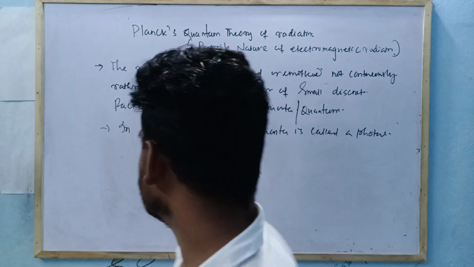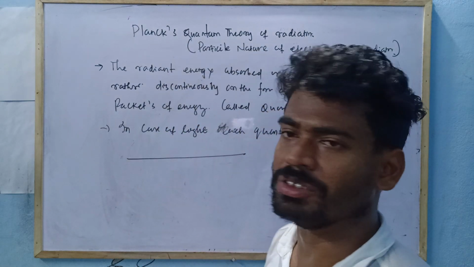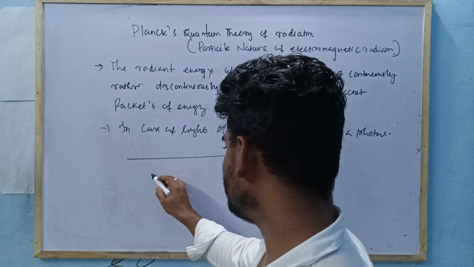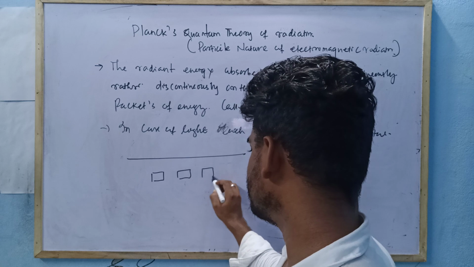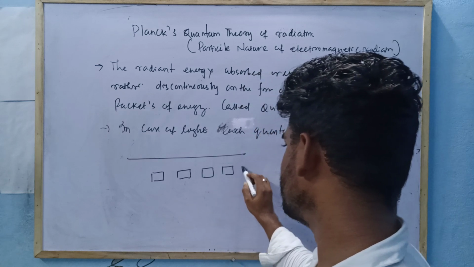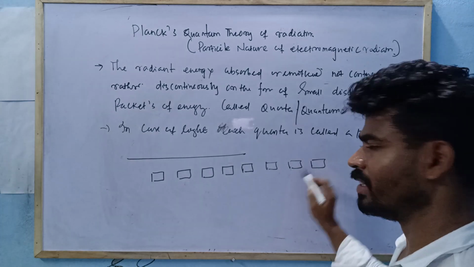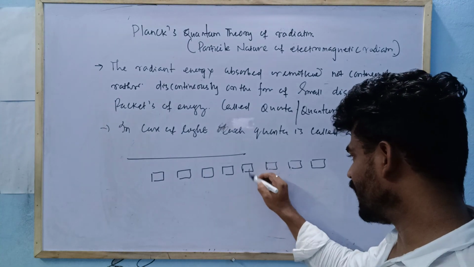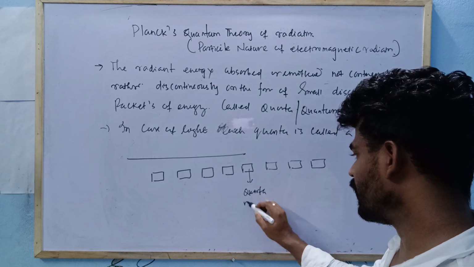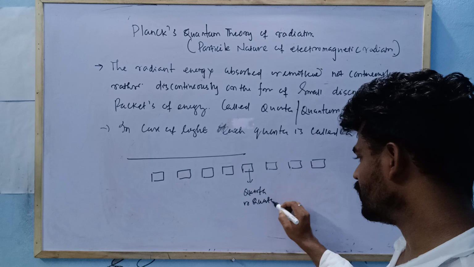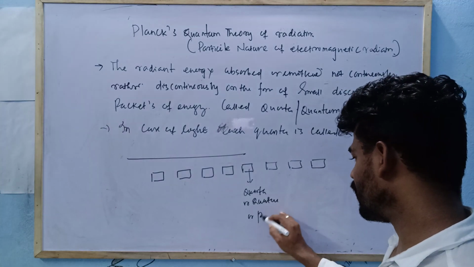Continuous and discontinuous, very simple. This one is continuous, and discontinuous is in the form of small packets like this. This is discontinuous energetic radiation, or the particle nature of energetic radiations. Each packet, each bundle, is called a quanta, or quantum. If this is ordinary light radiation, then you can say photon.